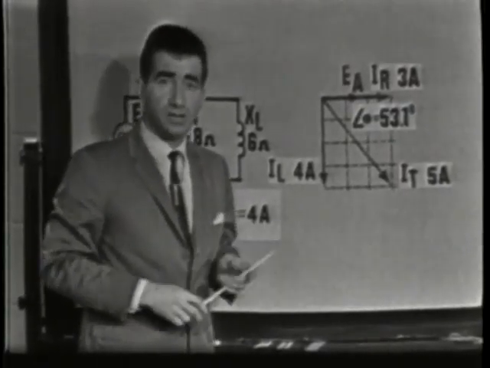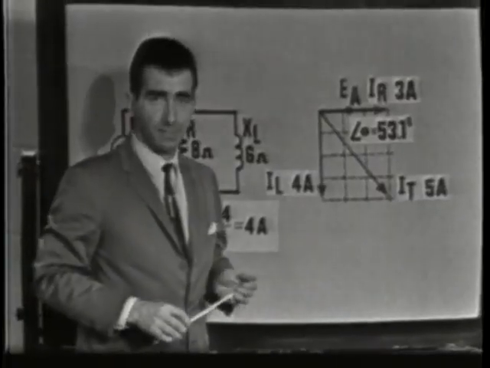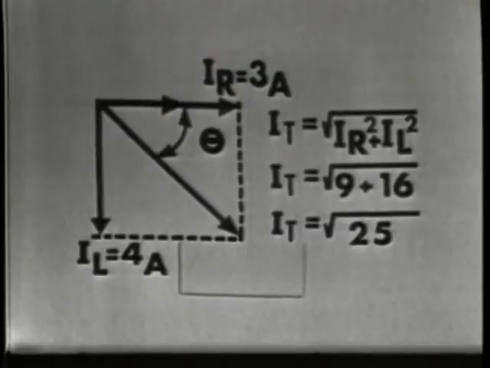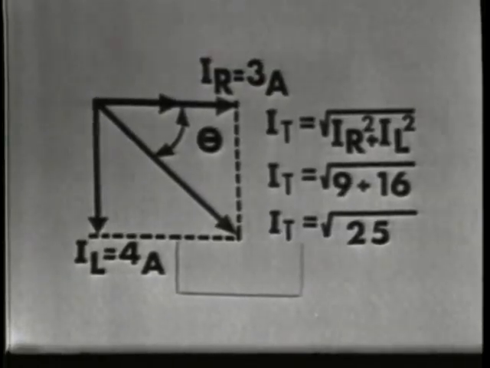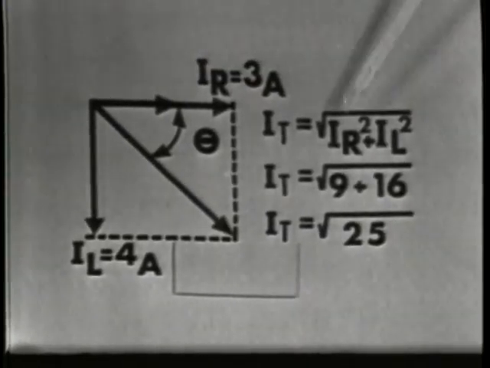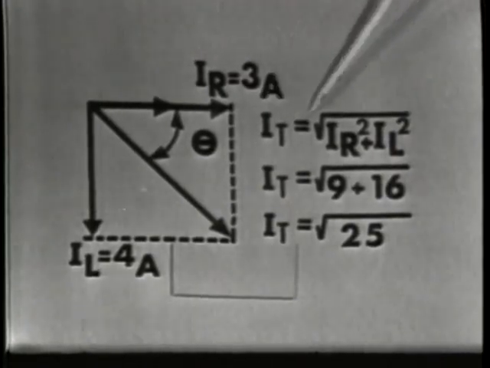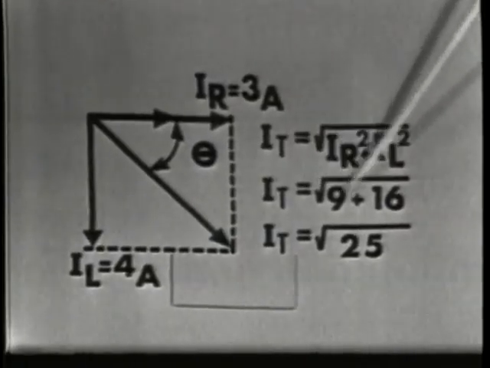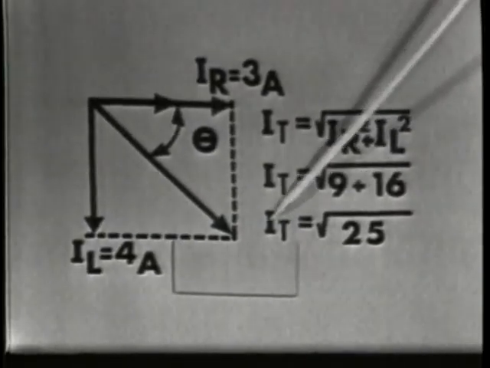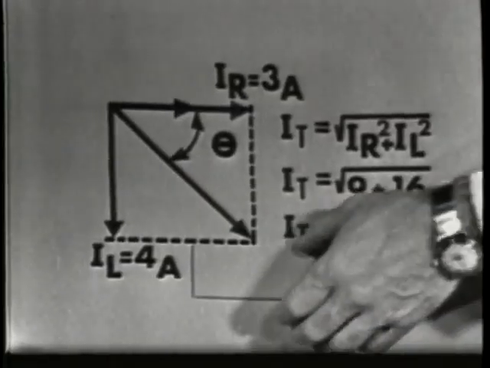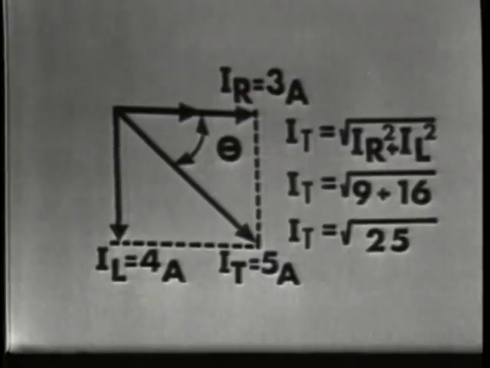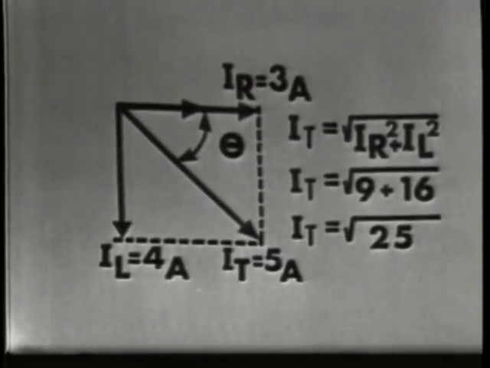To be sure you realize, measuring this graph is approximate at best. The most accurate way to solve the problem is trigonometrically. Now, since the vector representation can be closely related to a right triangle, the Pythagorean theorem may be used to solve for IT, or IT is equal to the square root of IR squared plus IL squared. IT equals the square root of 9 plus 16, or the square root of 25, which of course is 5. So IT equals 5 amperes, the same value we found on the chart.